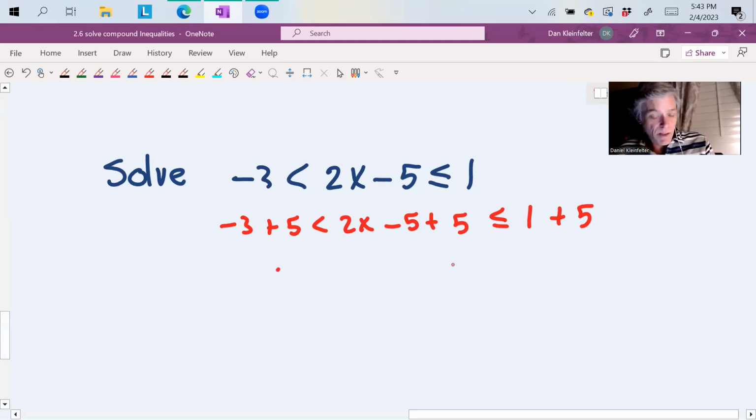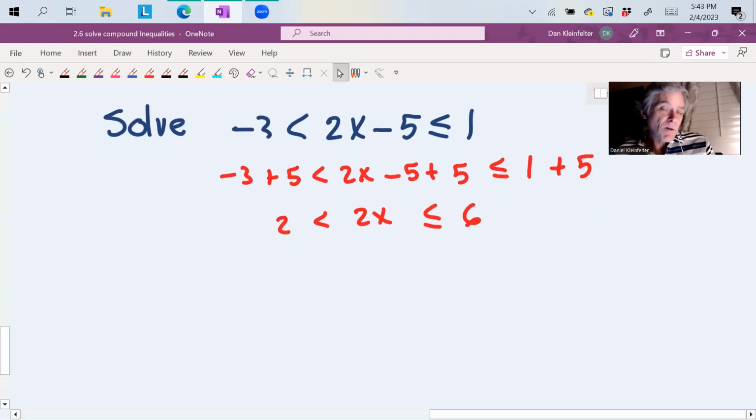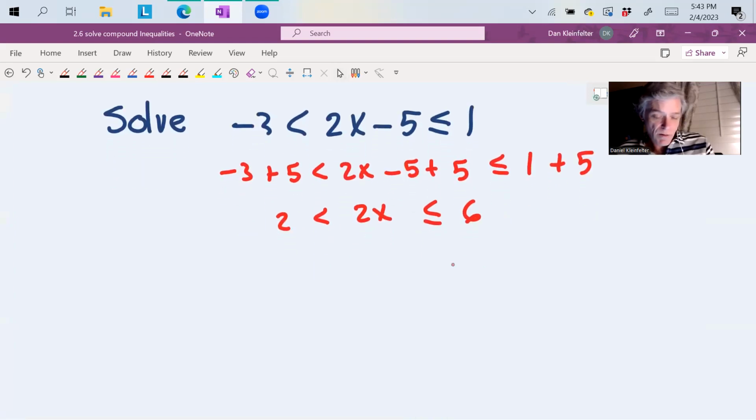If you're comfortable, you can skip straight to the next step, which would be 2 is less than 2x is less than or equal to 6. And then we're going to divide through by 2. So this will give us 1 is less than x is less than or equal to 3. Okay, make sure that you pay attention to the less thans versus less than or equals. We should have a parenthesis on the 1 side and a square bracket on the 3 side.